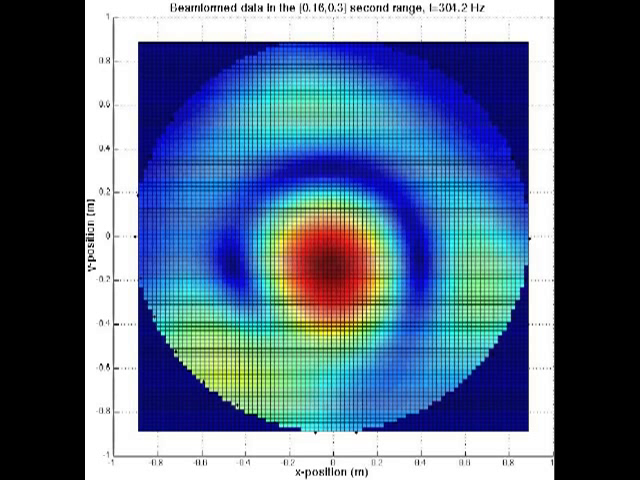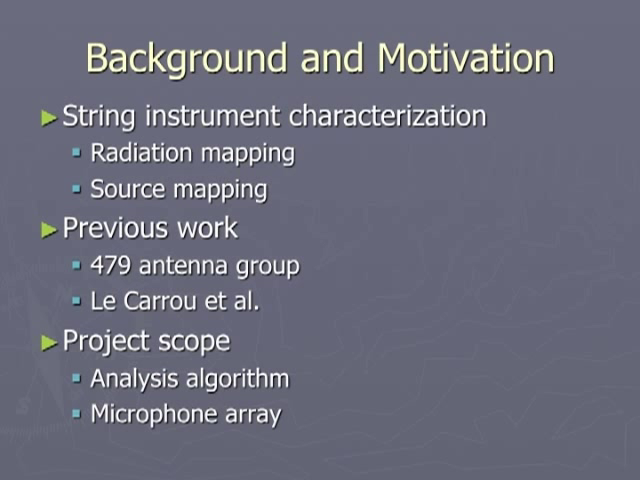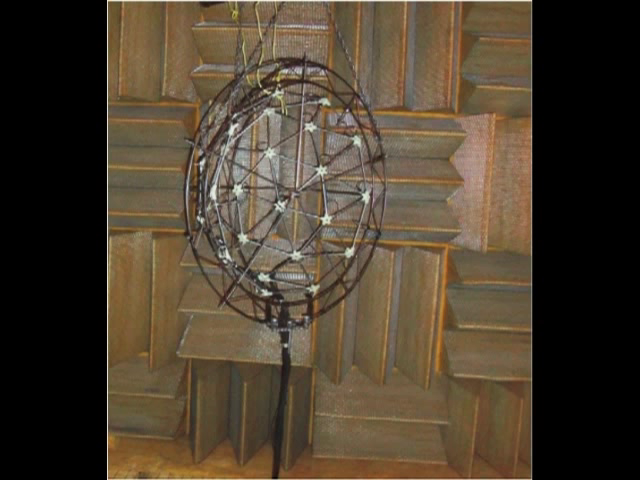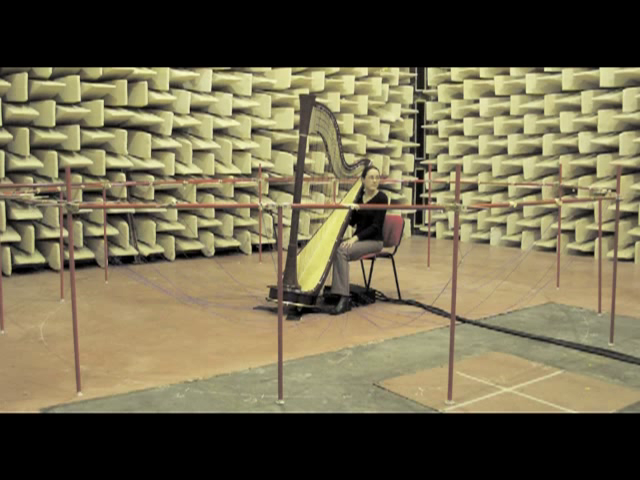A source map is an image that indicates the location of sound sources over a plane. By making this plane the instrument soundboard, we can determine which parts of the instrument are responsible for radiating sound at various frequencies. Previous work done in obtaining these source maps includes an ENPH 479 project group that used a spherical microphone antenna to perform sound source localization over a plane, as well as a French research group headed by Jean-Louis Lecaroux that used a circular microphone array to produce source maps of a harp soundboard.